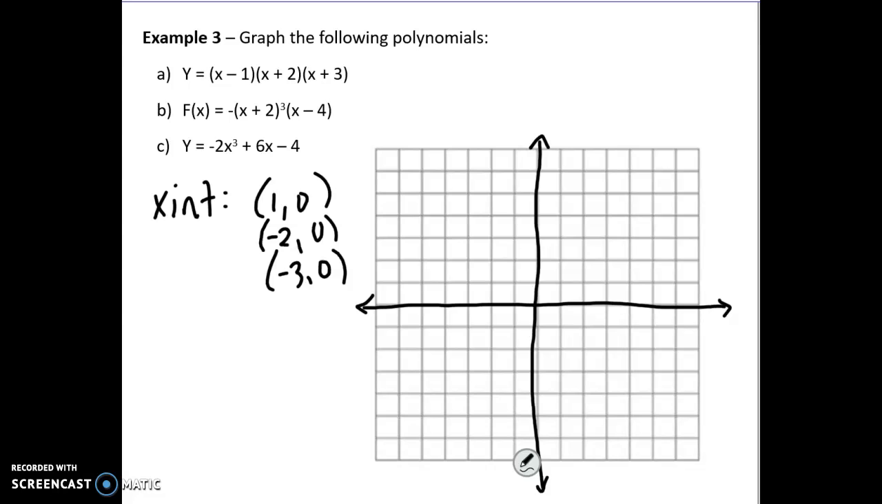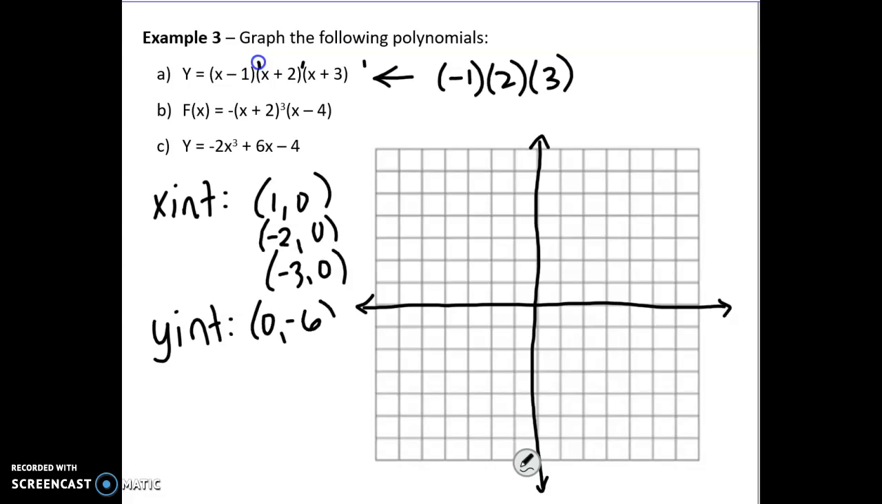Let's start then here with the graph of A. So we're going to need to find our x-intercepts from the factors, and they all have a multiplicity of 1. We're then going to need to find the y-intercept. And with a y-intercept, you put in a 0 for the x's. So if I put in a 0 for all these x's, we're going to get -1 times 2 times 3. So -1 times 2 times 3 is -6. So we'll have a y-intercept at -6.